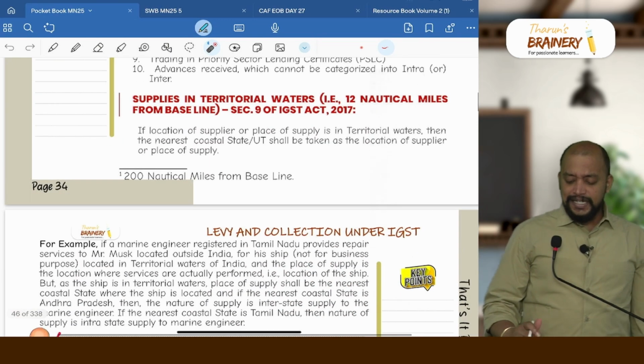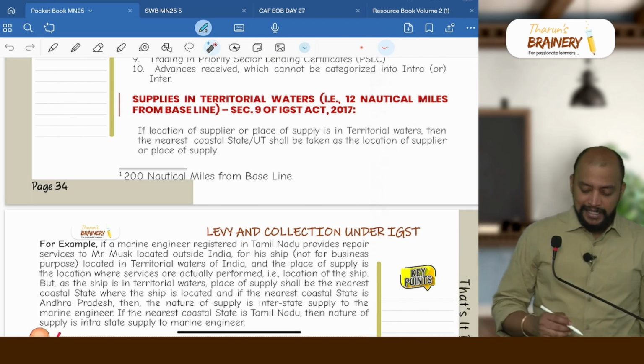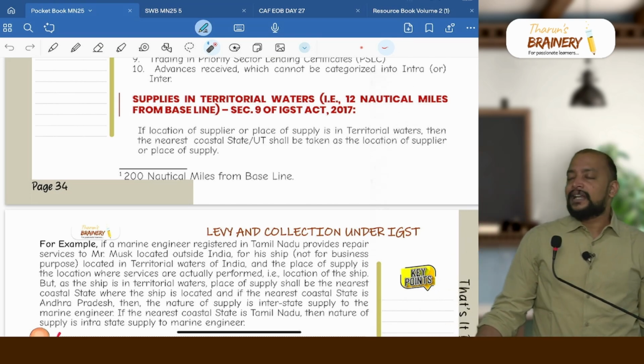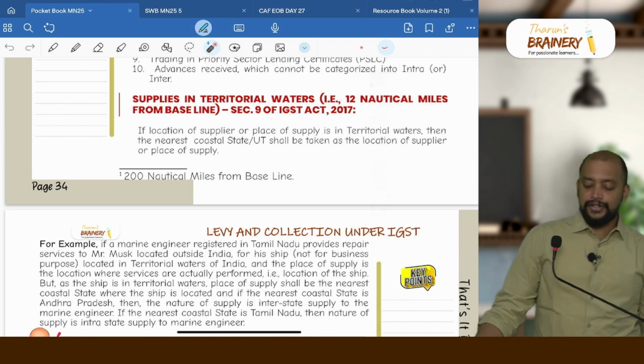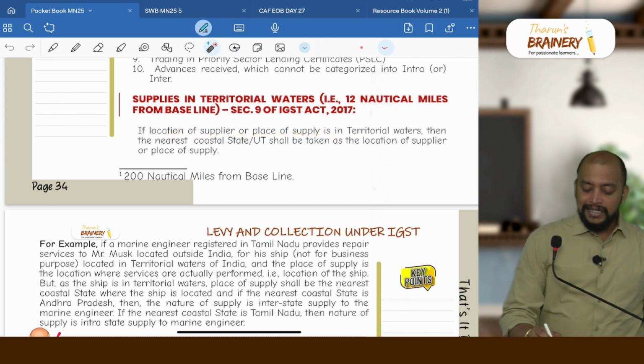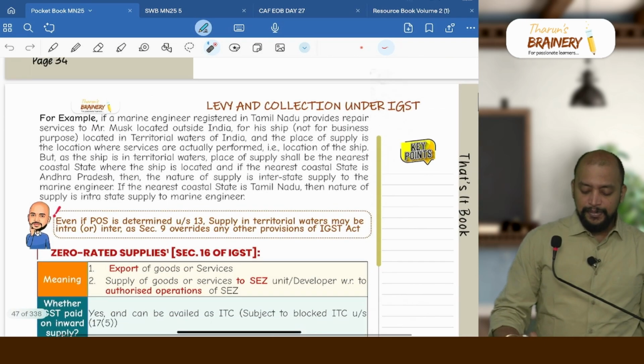Then as per section 9, supply in territorial waters, that is up to 12 nautical miles from the baseline. So what we need to take? We need to see the nearest coastal state as the place of supply or the location of supplier. If the location of supplier or place of supply is in territorial waters, then the nearest coastal state or union territory shall be taken as location of supplier or the place of supply.